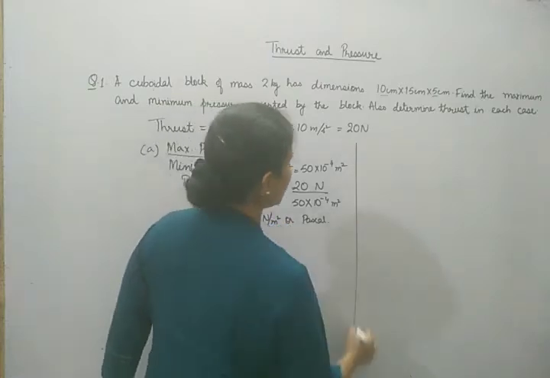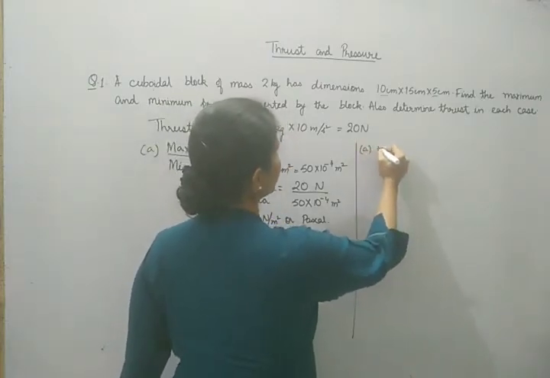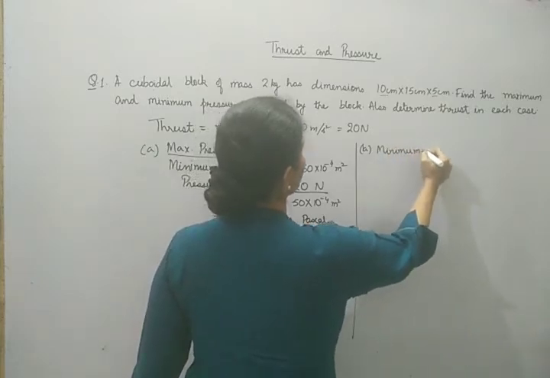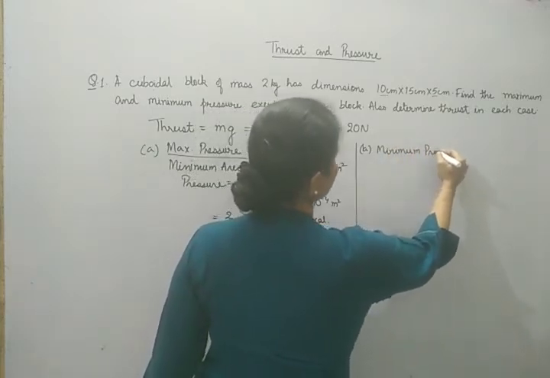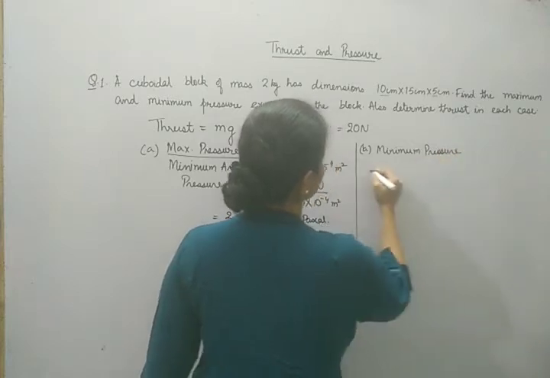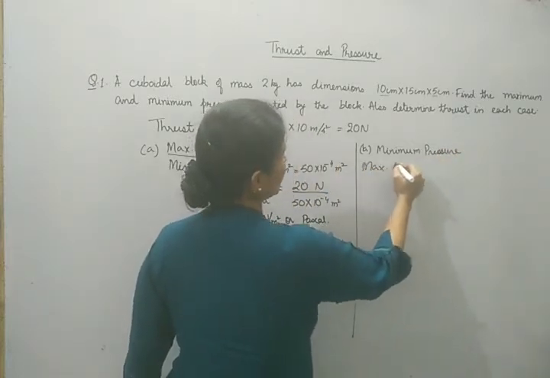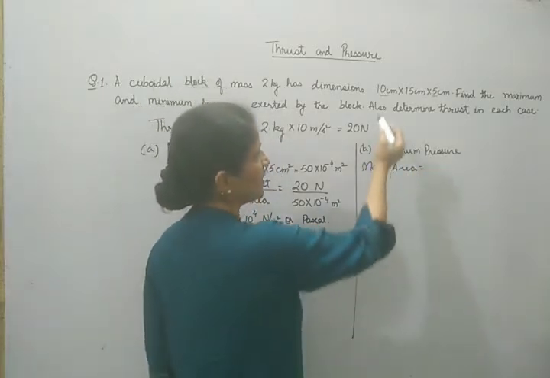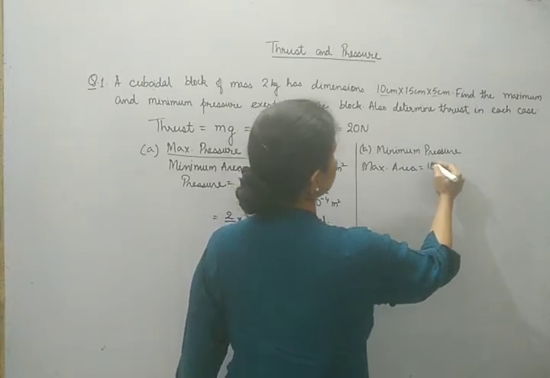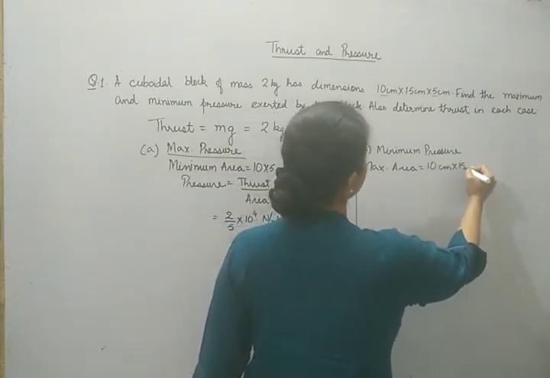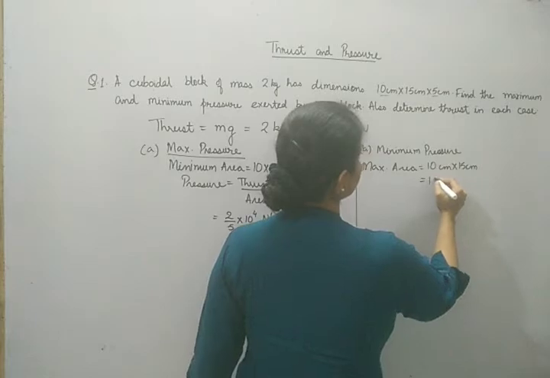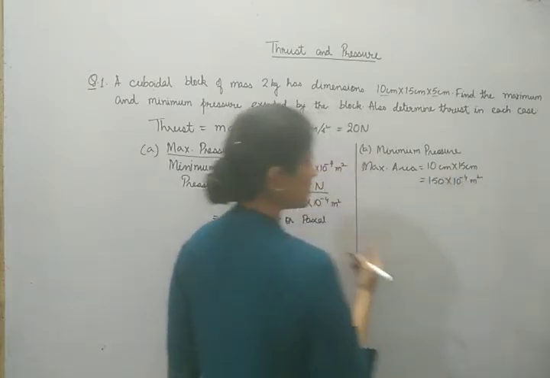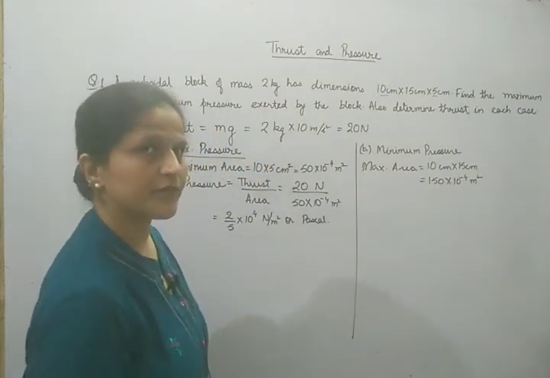Now moving on to minimum pressure. For minimum pressure, area has to be maximum, and maximum area will be the product of the two greater sides, that is 10 centimeters and 15 centimeters. So it is 10 centimeter multiplied by 15 centimeter, which could be written as 150 multiplied by 10 raised to the power minus 4 meter square. So this is the greatest area which is offered by the block.